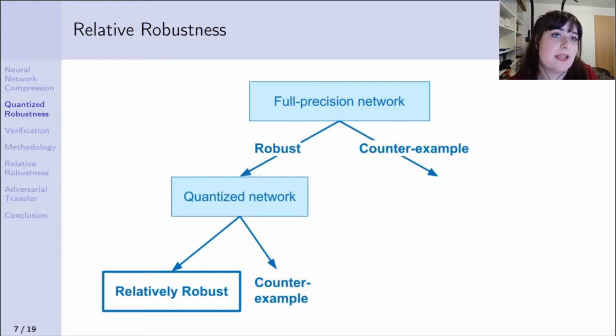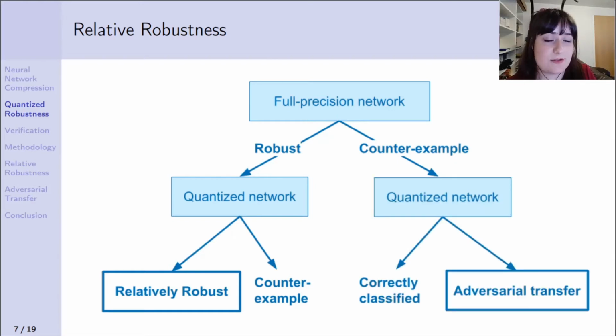The other scenario is where the quantized neural network is fooled by some counterexample which did not fool the full precision network. If our full precision network is not robust, i.e., some counterexample has been found which our network misclassifies, we then want to check this also against the quantized network. Either our quantized network will correctly classify this counterexample, or the quantized network will be fooled into misclassifying by the same counterexample which fooled our full precision network. In this case, we say that there is a transfer of adversarial attack from the full precision network to the quantized network.